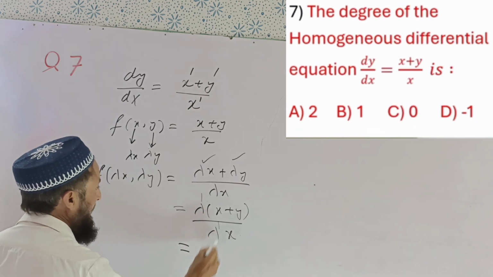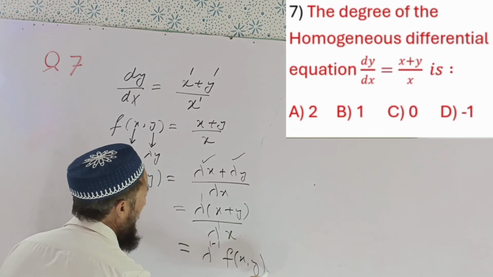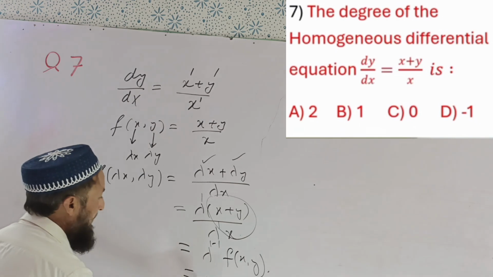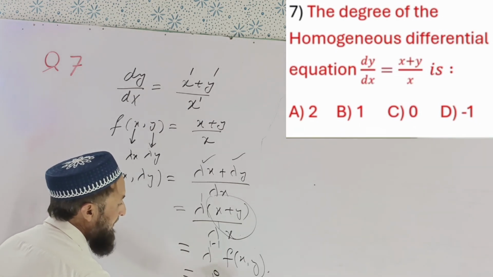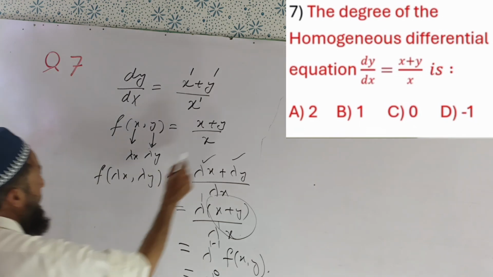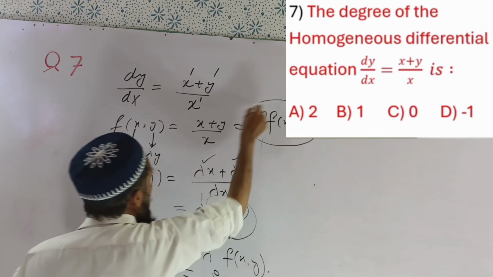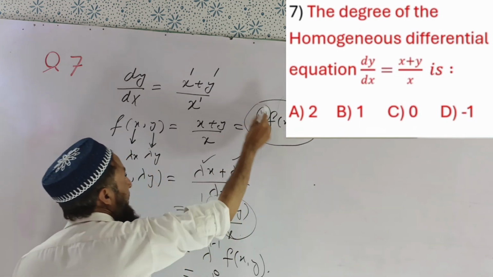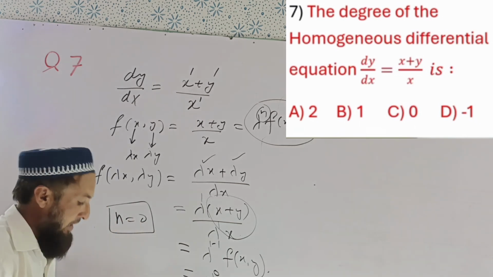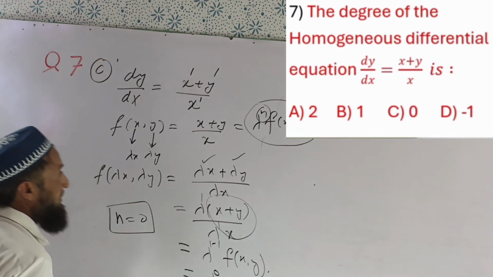It means here the power is 1 minus 1, and we get f of x and y. So this result gives the same function they are giving. So here lambda power 0 times f of x and y. According to the formula we already have, f of lambda x, lambda y is lambda power n times f of x and y. This is the general homogeneous equation. Here the value of the degree n is 0. So the given result, option C, is the correct option in this question.